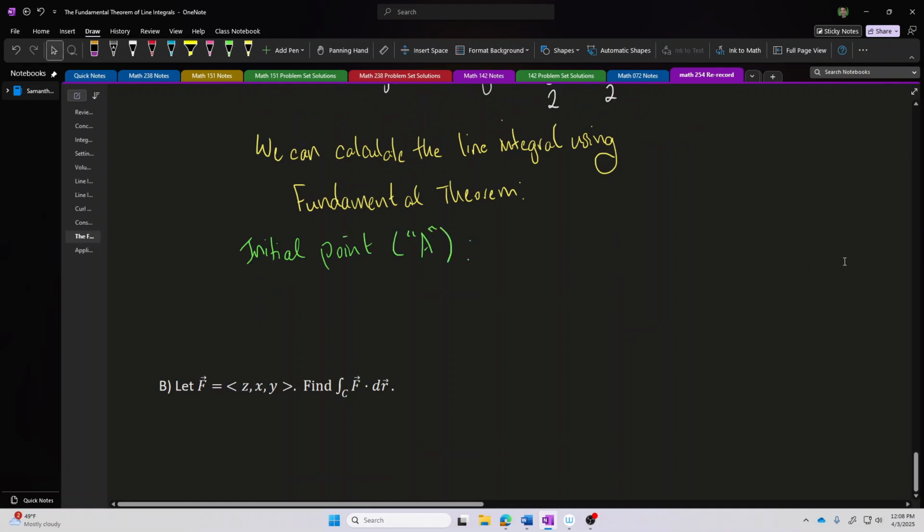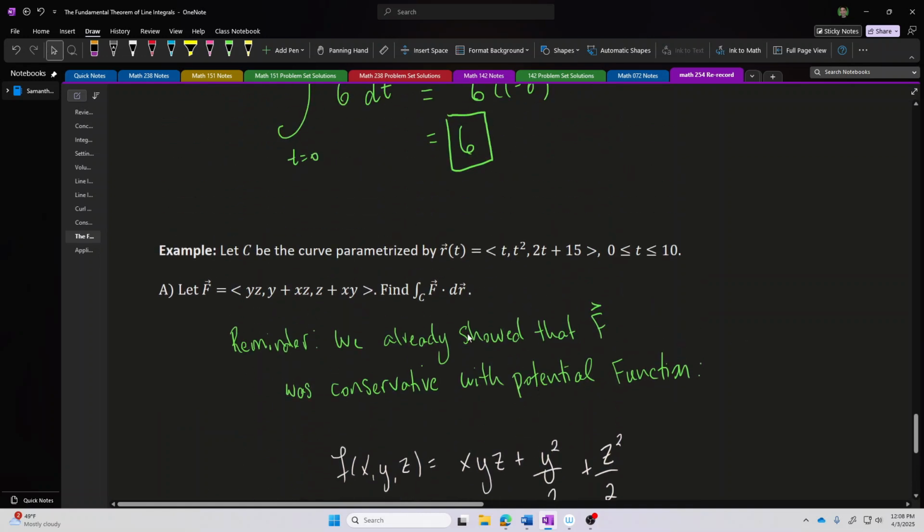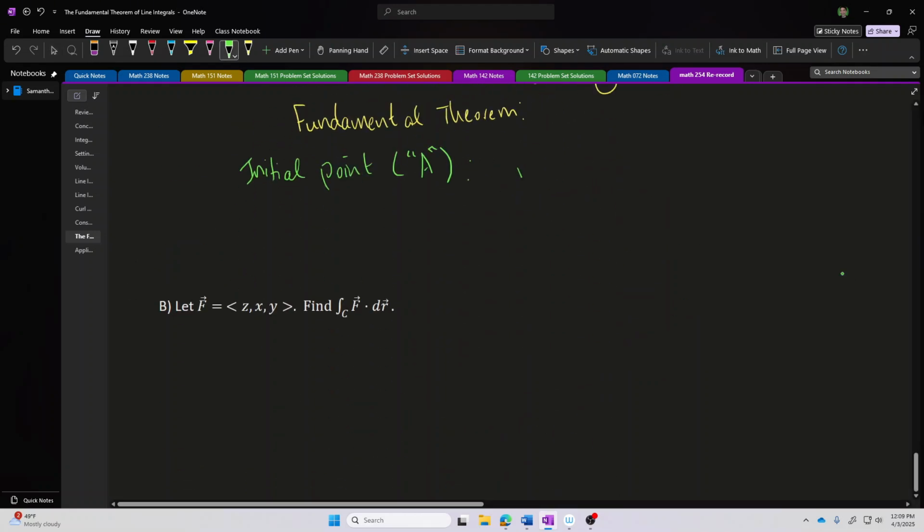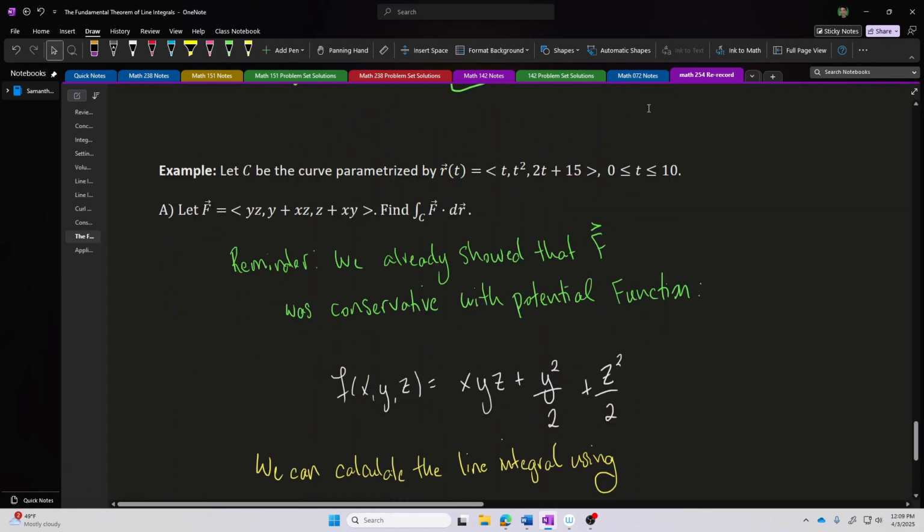Well, the initial point on this curve is going to be indicated by the parameterization at the initial and earliest time. So if I take the initial time for my parameterization, t equals 0, and I plug that into my parameterization, that should provide for me the initial location along the curve. So if I plug t equals 0 into this formula, it looks like I'm getting 0, 0, and then 15.